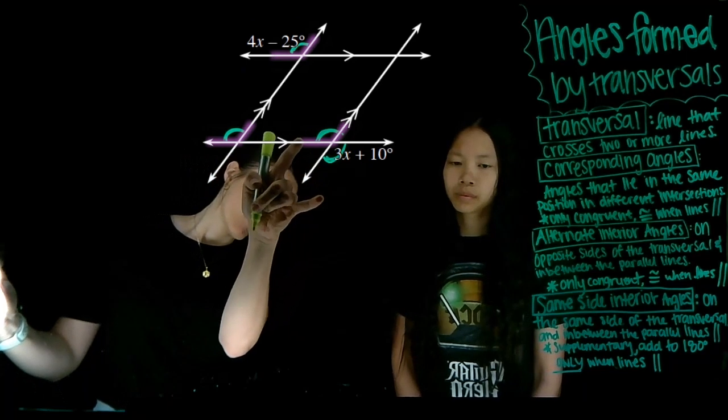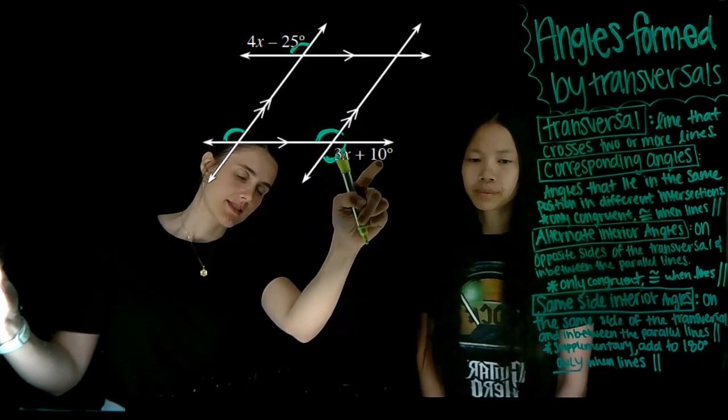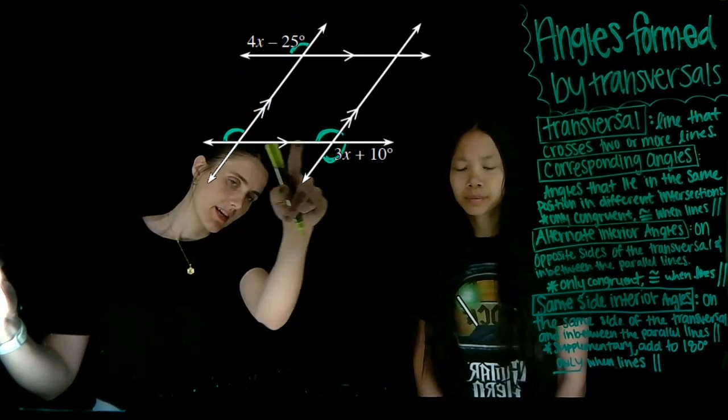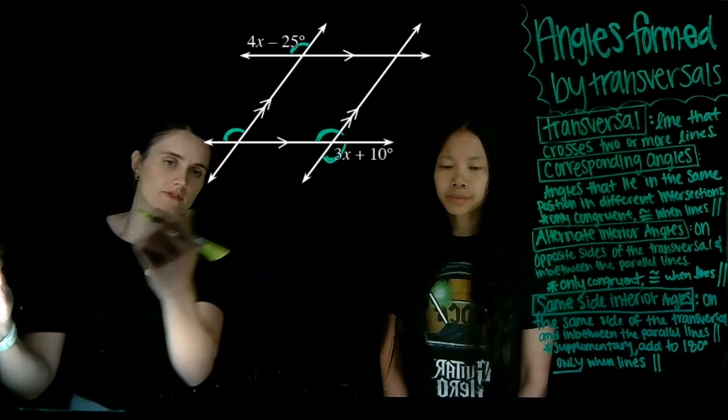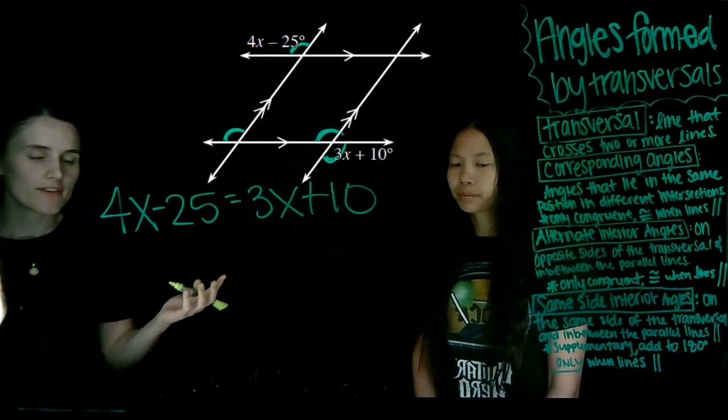And then now we have vertical angles. So this angle is congruent to 3x plus 10. So since 4x minus 25 is congruent here and here, it's then congruent to 3x plus 10. So we can say 4x minus 25 equals 3x plus 10. And now we have an equation that we can solve.